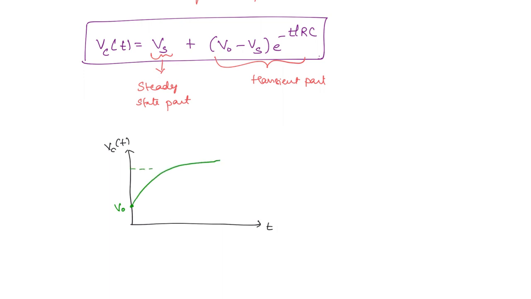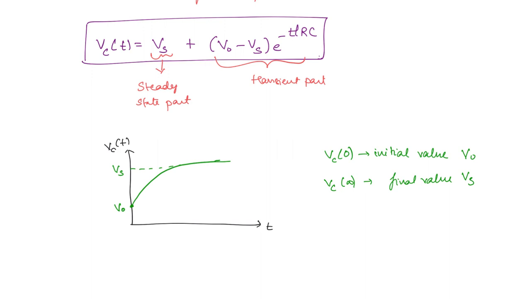And where will it settle down? The final value is going to be Vs. So, Vc of 0 is the initial value, which is V0, and the final value is Vs. What will happen if the initial value V0 is 0? Then it will simply start from the origin. Now once you know the voltage across the capacitor, you can find out the voltage across the resistor.